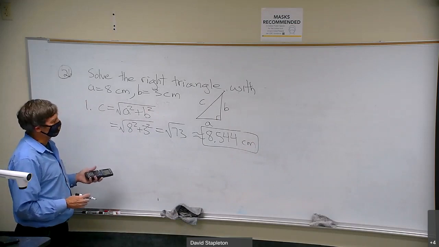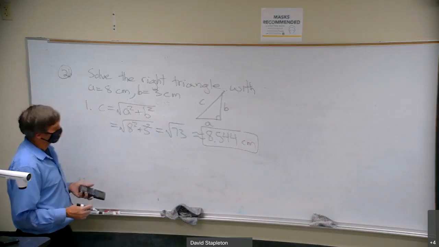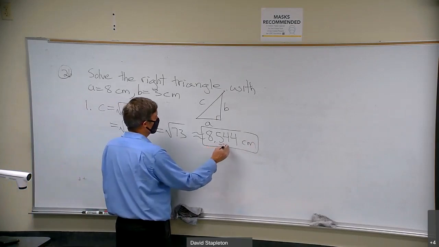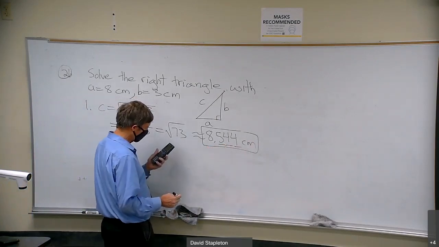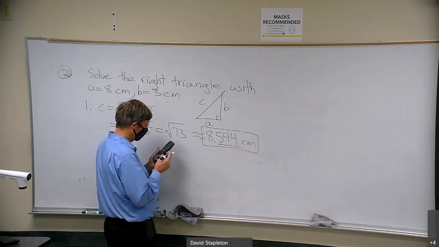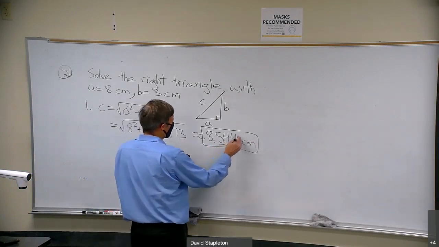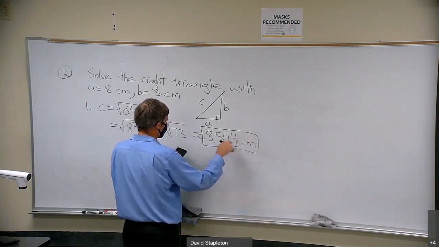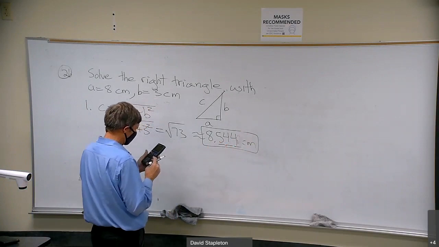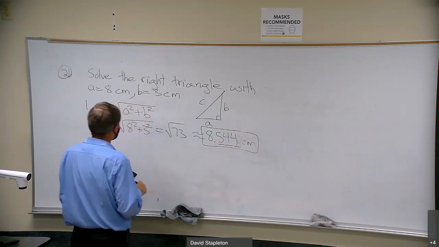Some of these I might say round to so many decimal places. If I say round to 3 decimal places, that means 3 digits right of the decimal point. Right? The next digit is 0, so you round it to 4. If this next digit is 5 or greater, you round it up. All right, so there's that one.